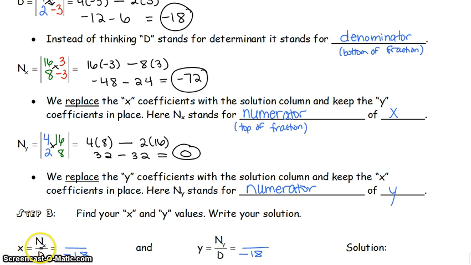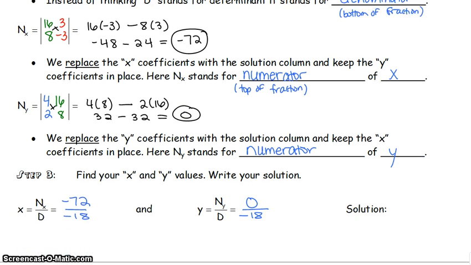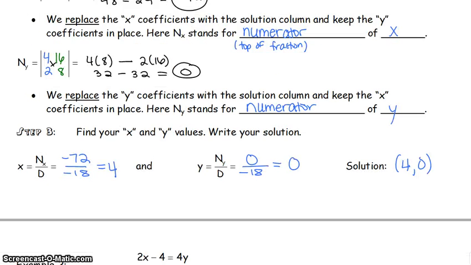Our x, we're going to use our numerator for x, and our n sub x in this case was a negative 72. And for our y coordinate of our system, we're going to have the numerator for y, which we found was 0. A negative 72 divided by a negative 18 is a positive 4. 0 over a negative 18 is 0. So our solution is 4, 0. It seems like a lot because it's brand new, but it's actually really easy once you get the hang of it.